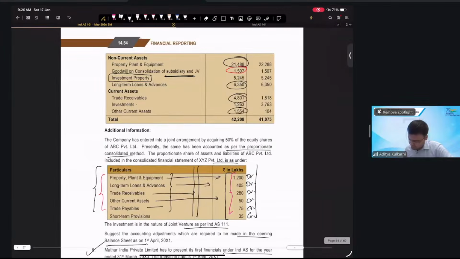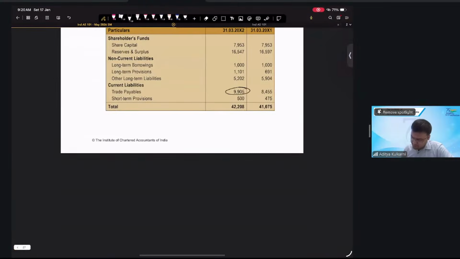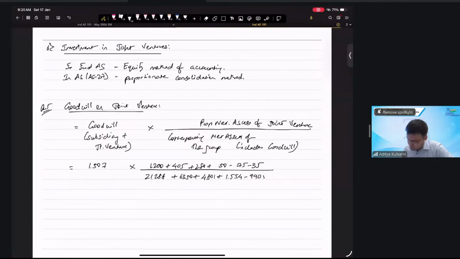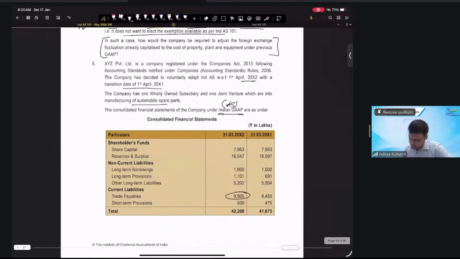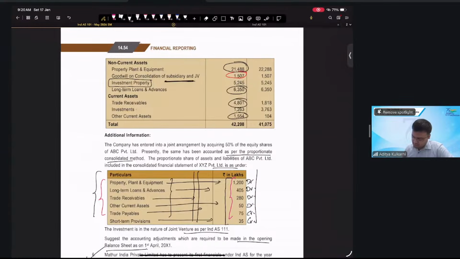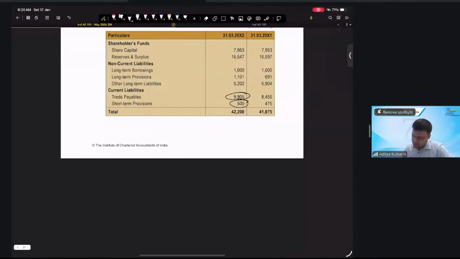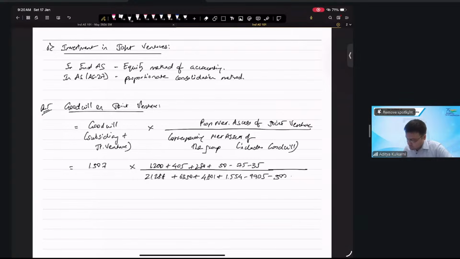minus trade payables 9905, minus short-term provisions 500, plus 1507. Is it okay? Yes, goodwill on consolidation is included. They have included it. There are some alternative views, but I will give them after we finish the solution as given in the study material.